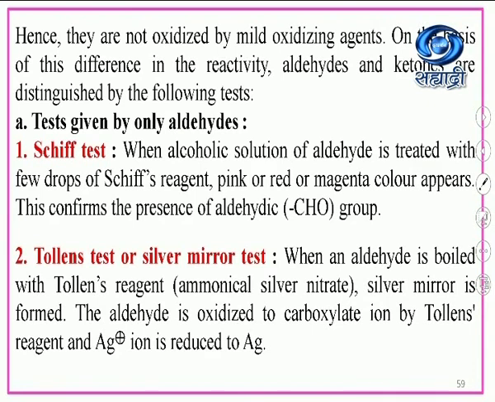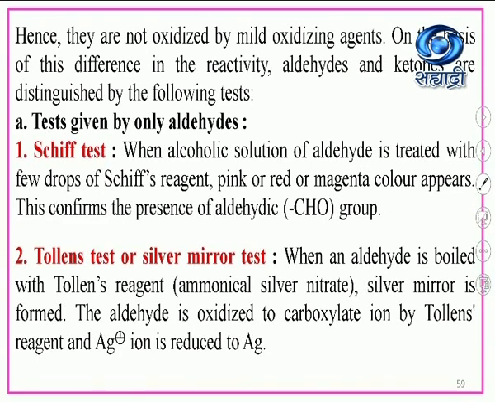When an alcoholic solution of an aldehyde is treated with a few drops of Schiff's reagent, a pink, red or magenta color appears. This confirms the presence of the aldehydic CHO group. Then the second test, Tollens test or silver mirror test. When an aldehyde is boiled with Tollens reagent, ammoniacal silver nitrate, a silver mirror is formed.